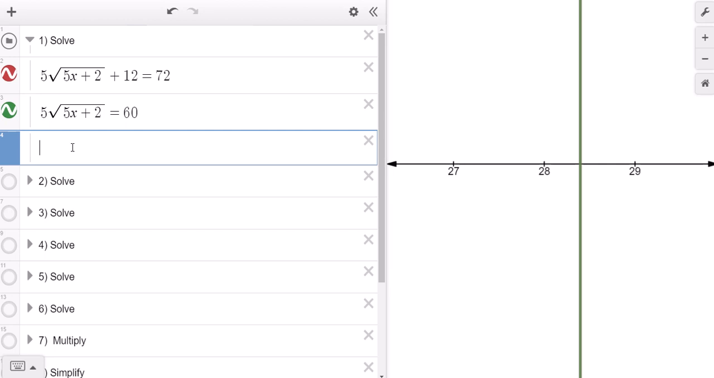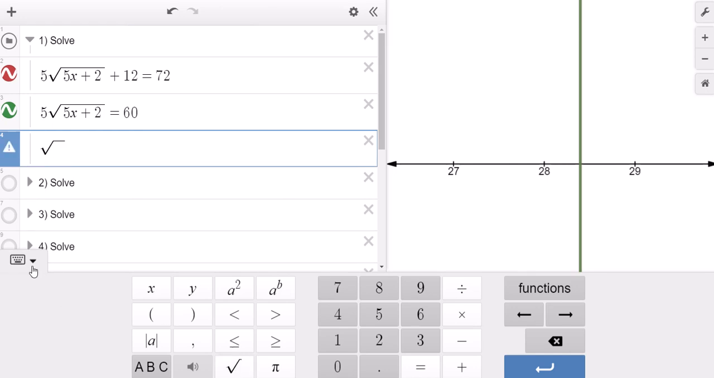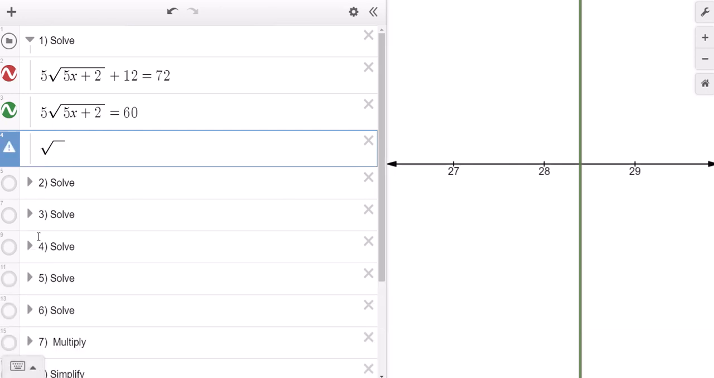So this is going to become the square root. And if I don't know the SQRT gives me square root, I can click this up arrow and it'll give me this template. So I can just hit the button right here. There's the square root. Close that keyboard down. Square root again of 5x plus 2. And if I take 60 and divide by 5, I think I get 12.